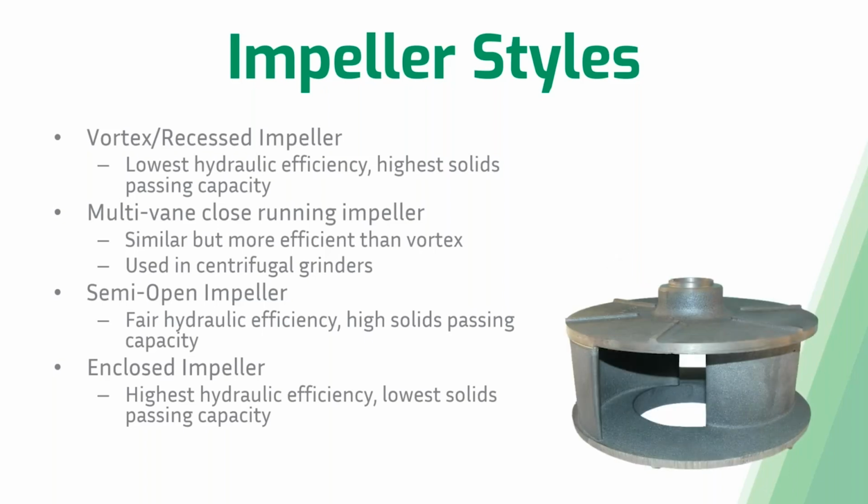Then lastly, we have the enclosed impeller. These impellers have the highest hydraulic efficiency out of all the other impellers, and that's because you have the most contact with said water. Typically, that inlet of the impeller that you see there in the image on your screen is very close to the inlet of that pump. So all of that water and sewage is going to be going inside of this impeller and passing through the impeller. Because of this, these tend to have the lowest solids passing capacity out of all other impellers.